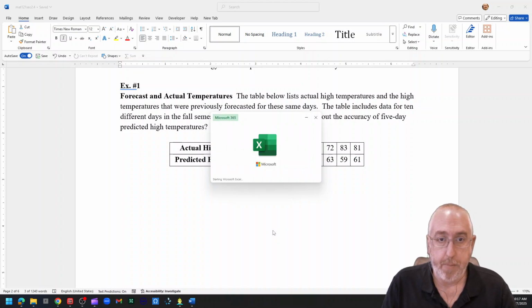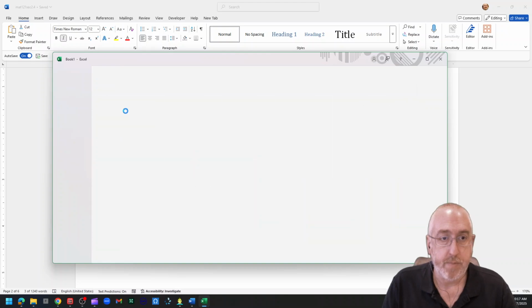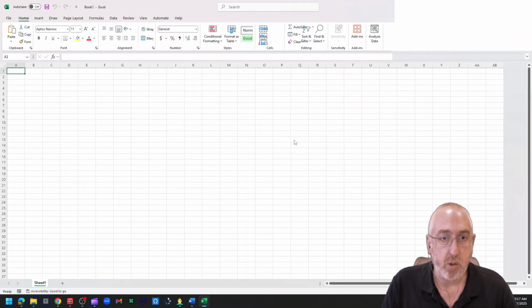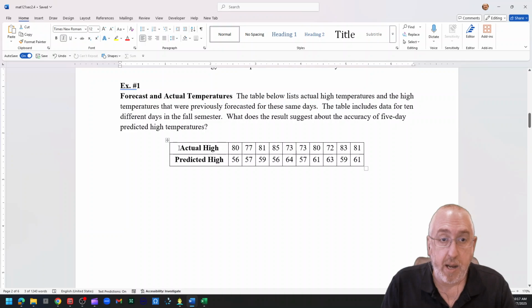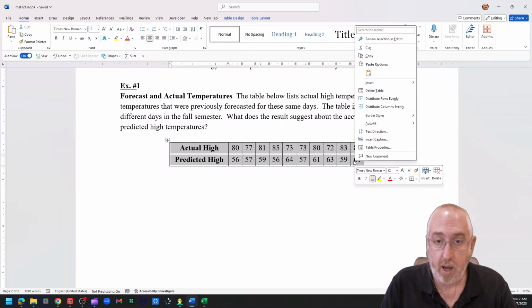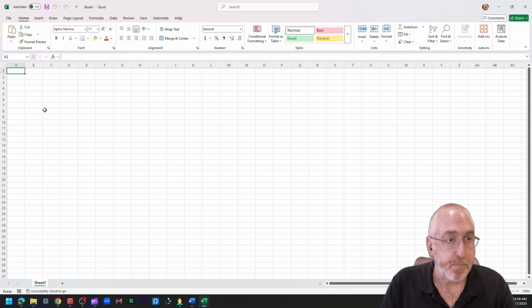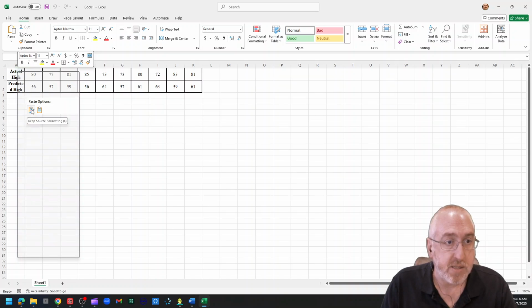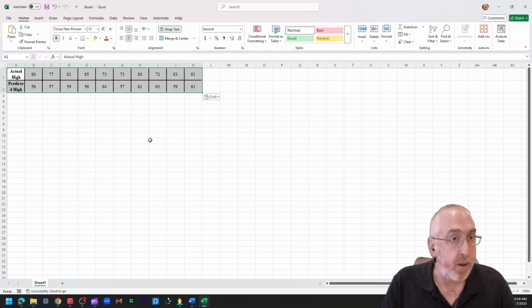So we'll let that open up. And we'll just pick a blank one. And we'll make it a little bit bigger here. So we can easily cut and paste this table into Excel. We can just highlight it all, right click it, and then hit copy. And then we'll switch back to the Excel spreadsheet, right click in that first cell and just hit paste. And there's our data.